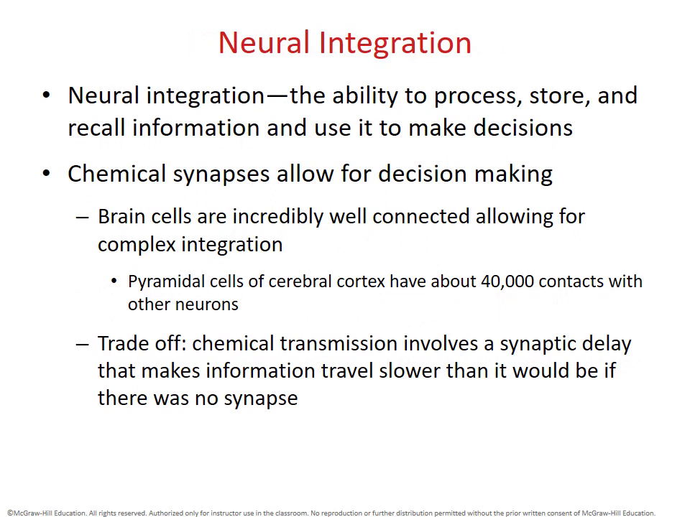All right, at this point we are at objective 145, and we're switching focus to the last topic of this chapter, which is neural integration. Neural integration is the ability of neurons to process information, store it, remember it, recall it, and decision making.